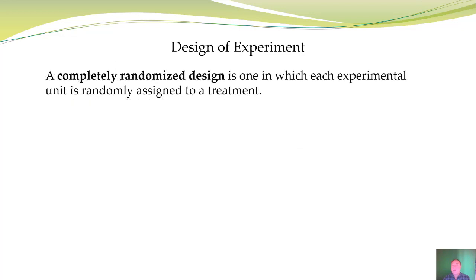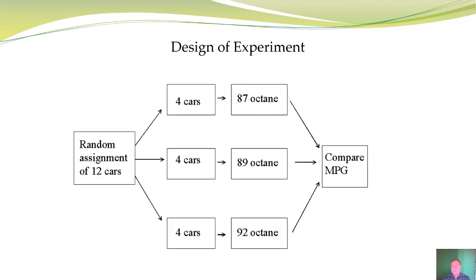A completely randomized design is one in which each experimental unit is randomly assigned to a treatment. So we could start out with random assignment of 12 cars. We're going to split the 12 cars into 3 groups, 4 cars, 4 cars, 4 cars. And then we're going to give 4 of the cars 87 octane, 4 of the cars 89, 4 of the cars 92 octane. And then we're going to compare the miles per gallon. This would be a randomization.